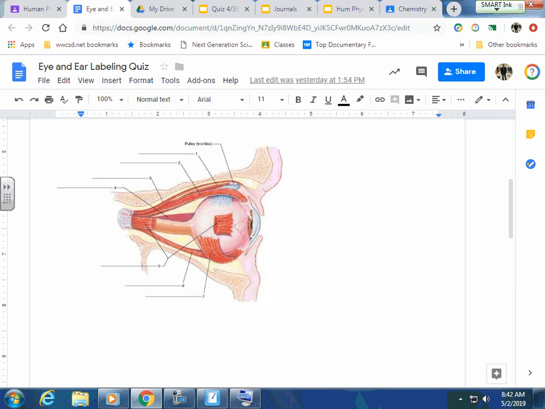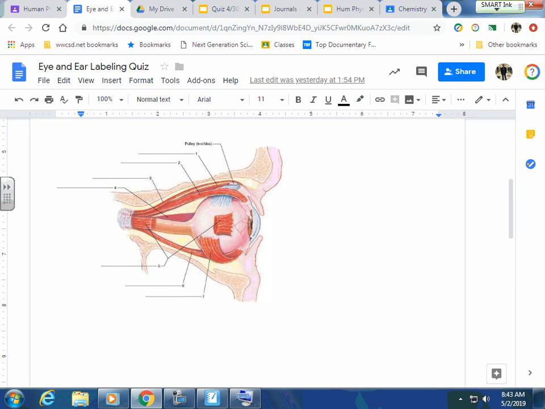Number 6, circle that. That's D. Number 7, circle that. That's iris. 8 is myopia. 9 is macula lutea. 10 is accommodation. 11 is B. 12 is C. 13 is D.